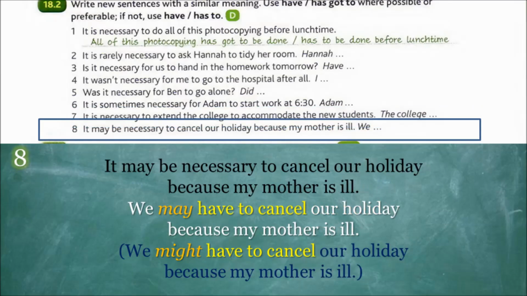It may be necessary to cancel our holiday, because my mother is ill. We may have to cancel our holiday because my mother is ill. We might have to cancel our holiday because my mother is ill.